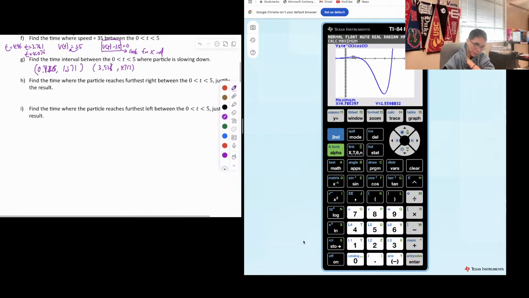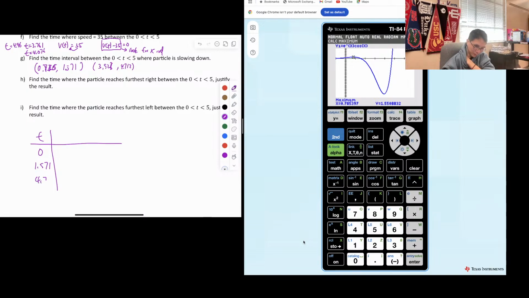Next one I'm gonna do on the bottom. And I'm gonna have a T. I'm gonna have a 0. And obviously they intersect at 1.571. I'm gonna do both at once. I am gonna get 4.712. And I'm gonna get 5. Why do I do this? Because those are endpoints and critical points, right?